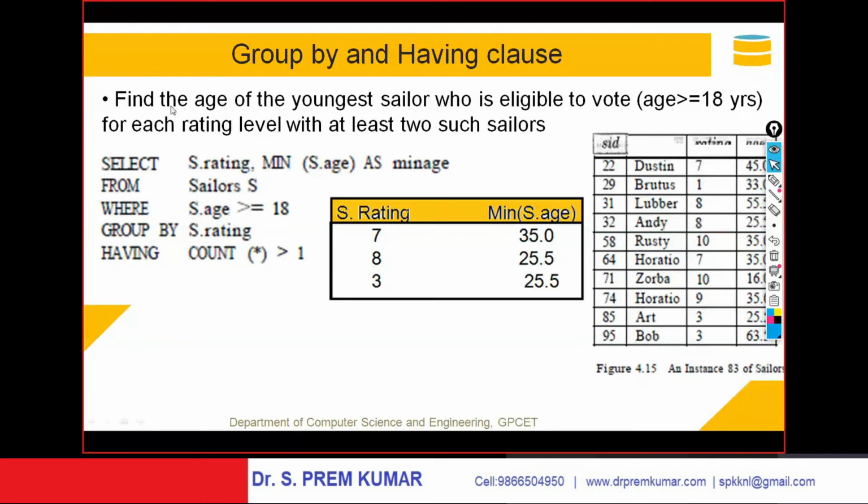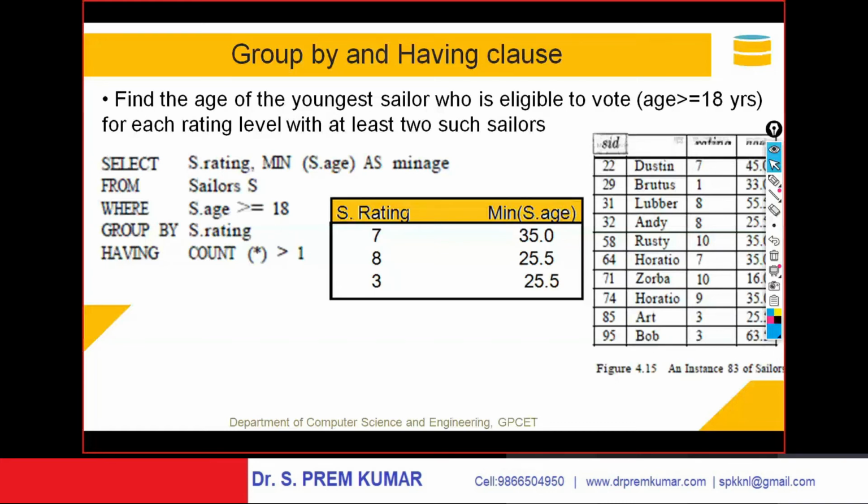Here, find the age of the youngest sailor who is eligible to vote. Voting means the age should be greater than 18 years. So I want the sailors whose age is greater than 18 years. Among those sailors, they should be the youngest sailors in each rating level, and at least 2 such sailors should be there in each group.